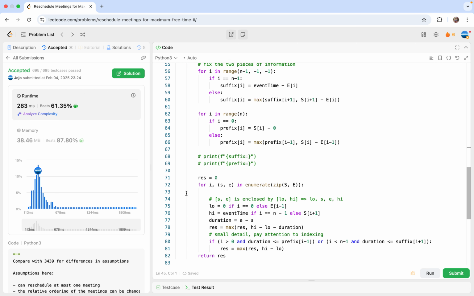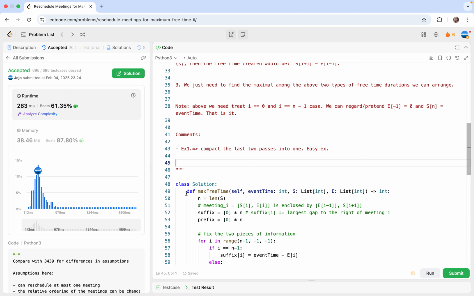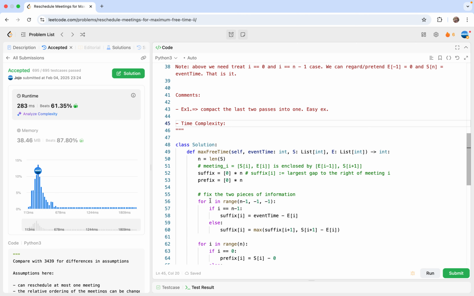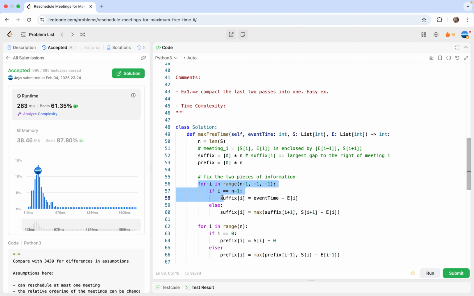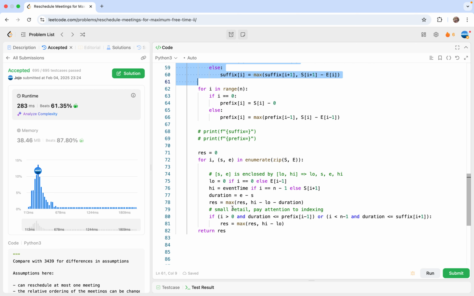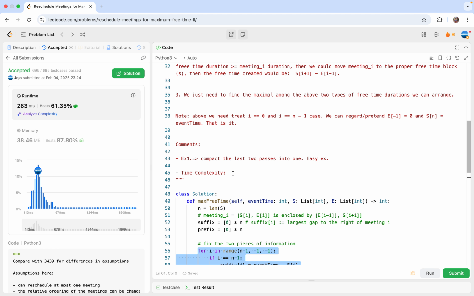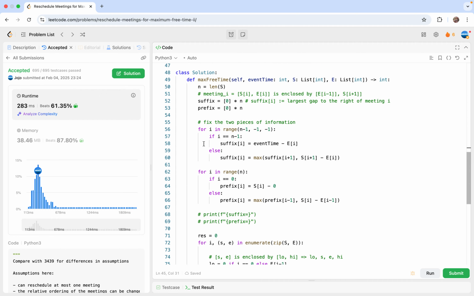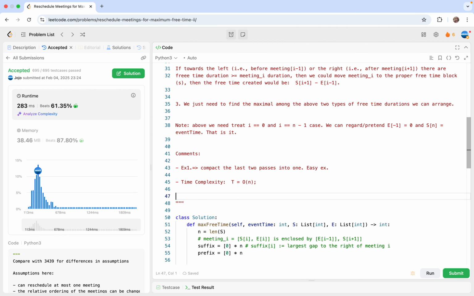Another thing is time complexity. For this example here, if you look at this, this is O of n, and this is O of n, and this is also O of n. So overall, the time complexity will be O of n. Because I used this prefix and suffix, the space complexity will also be O of n.